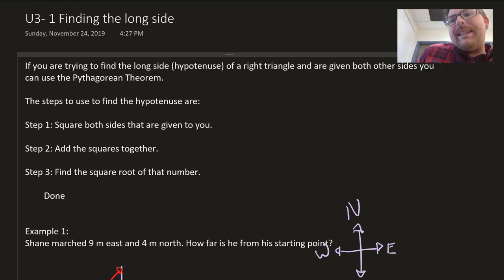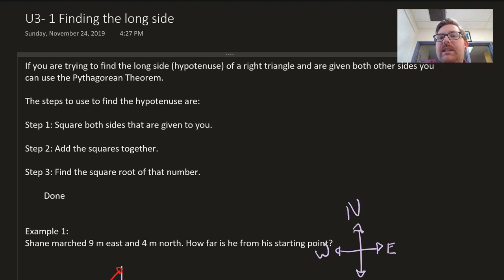Hello everybody, and this is an attempt at a video, trying to make it without any cuts, so hopefully I don't have to stop at all, for you all of how to find the long side of a triangle using the Pythagorean Theorem. So if you're trying to find the long side or the hypotenuse of a right triangle and are given both other sides, you can use the Pythagorean Theorem.